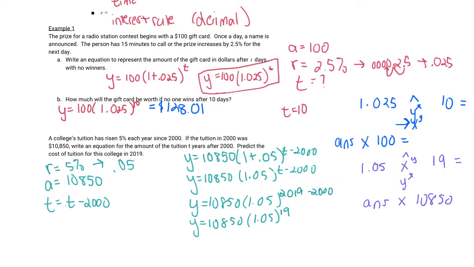So let's walk through it on my calculator. I do 1.05 to the 19th power equals, and I get 2.52695 stuff. Then I take that answer times 10,850, and I get $27,417.41 as my final answer. So your calculator should have read 27417.40961 and stuff. Okay, I hope this makes some sense so far.